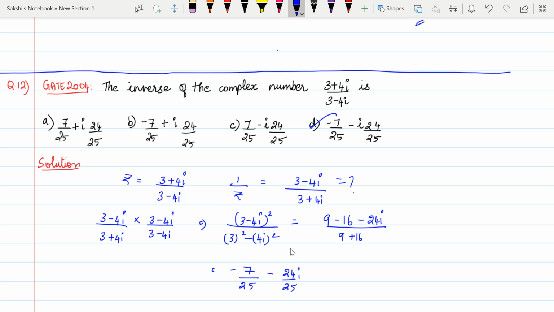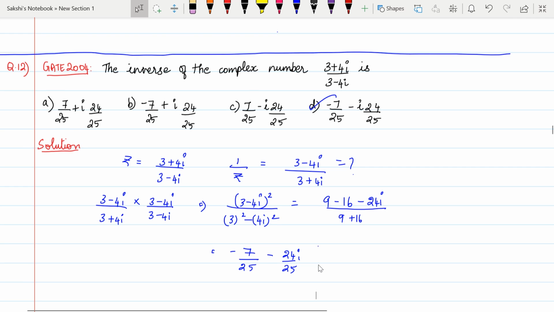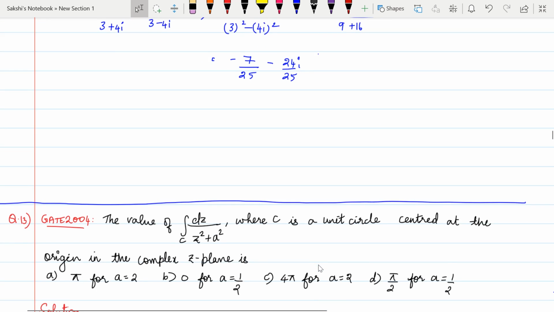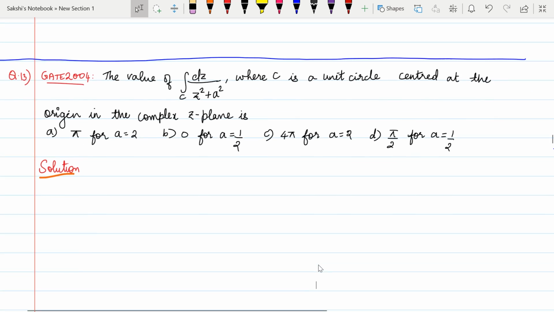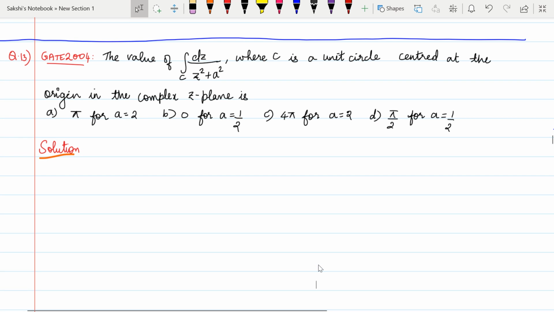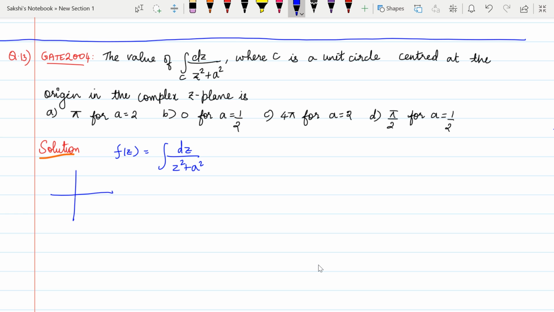So let us see the next question, again from GATE 2004. This is again from complex analysis, and here we have to find the value of this integral. So let us consider this f of z is equal to integral dz by z square plus a square. Okay, so now first thing they have said that C is a unit circle centered at the origin. So unit circle, this is the unit circle.